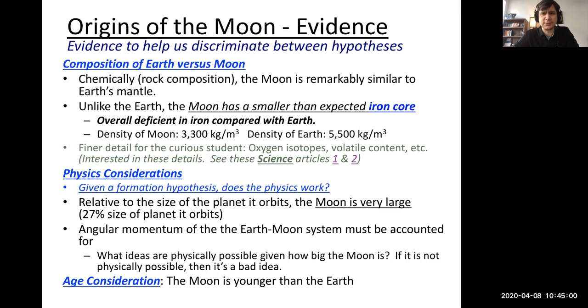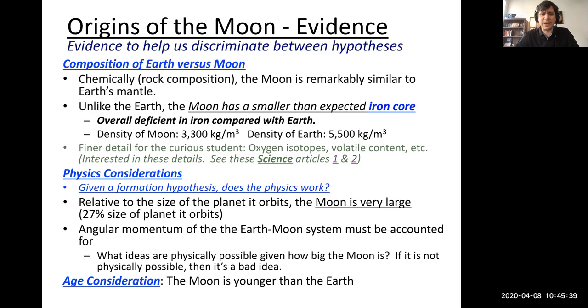So what are our physical considerations that we have to go on to? And really this comes down to, given a formation hypothesis, is the physics going to work? So let's think about the size of the moon relative to the Earth. The moon is extraordinarily large compared to the object that it orbits. So relative to the object that it orbits, the moon is the largest natural satellite of all the planets. It's not physically the largest, but it's 27% the size of the planet that it orbits. No other moon in the solar system can boast a number so high, which means that we really need to consider the physics of things.